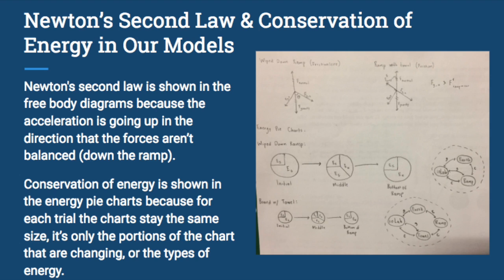Also, our system schemas are shown in this model. In the system schema, when we did the trial with the Clorox wipes, the only things included in the system were the IO lab, the earth, and the ramp. But for the trials where we used the towel, the IO lab, the earth, and the ramp, and also the towel were included in our system schema.